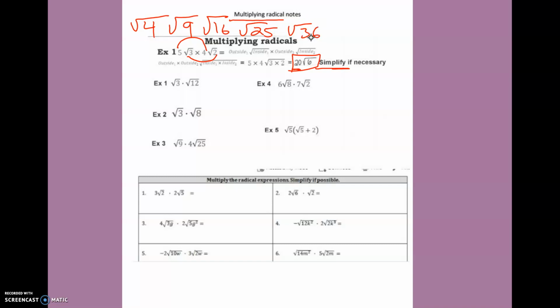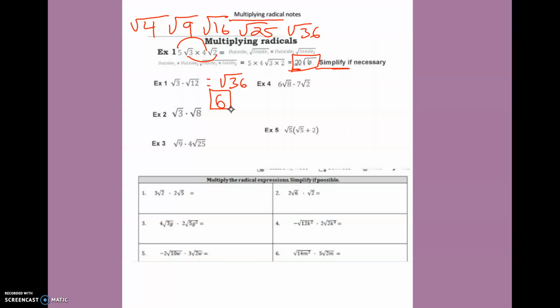Alright, so the first one, you're going to take radical 3. There's nothing on the outside, so we're just going to do 3 times 12, which is 36. Now, 36 is perfect. So we are going to get an integer, perfect answer. So if we have a perfect square, we'd have an integer.